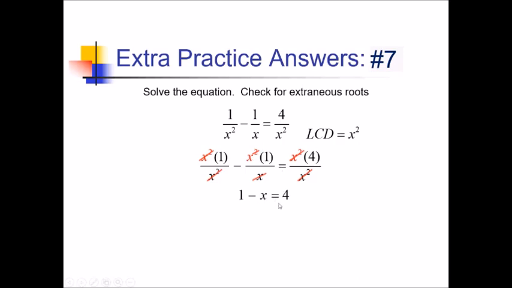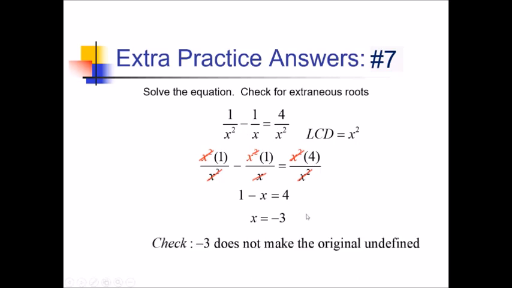So this is a very quick equation to solve. We can just add x over here and subtract 4 to get negative 3. Let's just go back and check, though. If I plug negative 3 into the original, you'll notice that I don't get 0 in any denominators. We always have to check this with rational equations. Since negative 3 does not make the original undefined, that means negative 3 is a good answer, and we are finished.